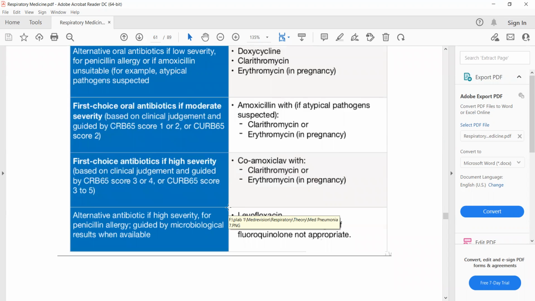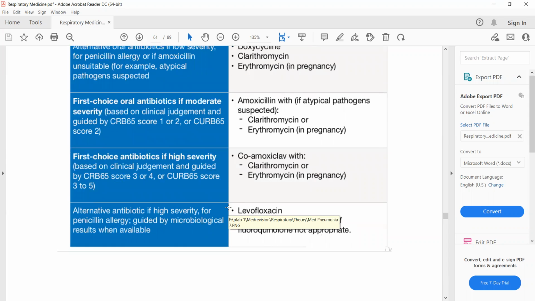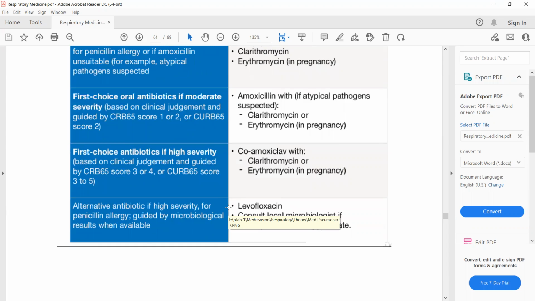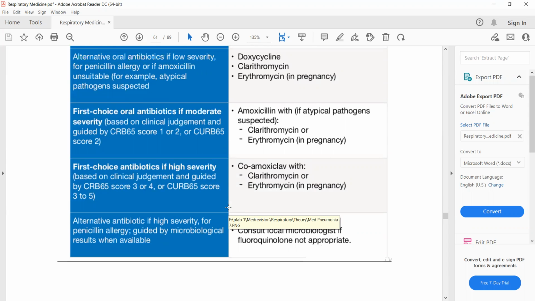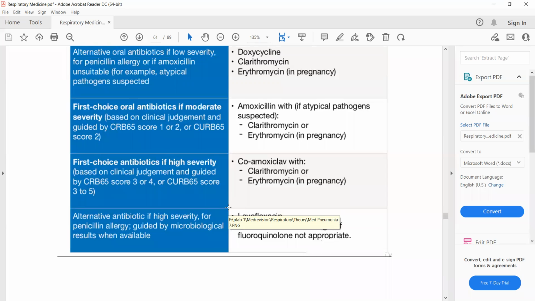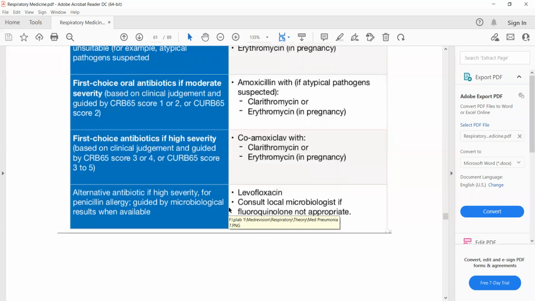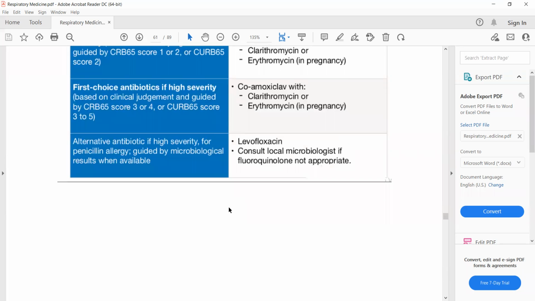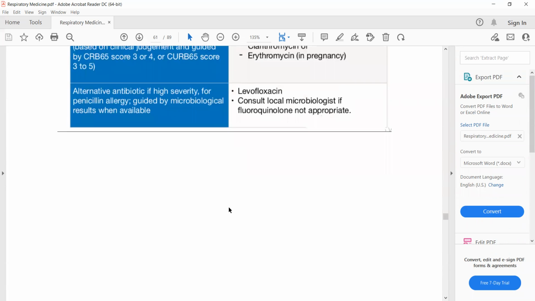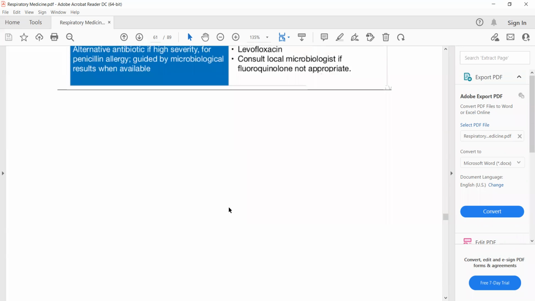And if the severity is high, CURB-65 score is 3 to 5, then we'll use co-amoxiclav with clarithromycin. So single drug if CURB-65 score is 1 or 2, and two drugs if the CURB-65 score is 3 to 5, that is co-amoxiclav and clarithromycin. Levofloxacin can also be used in high severity patients with penicillin allergy.